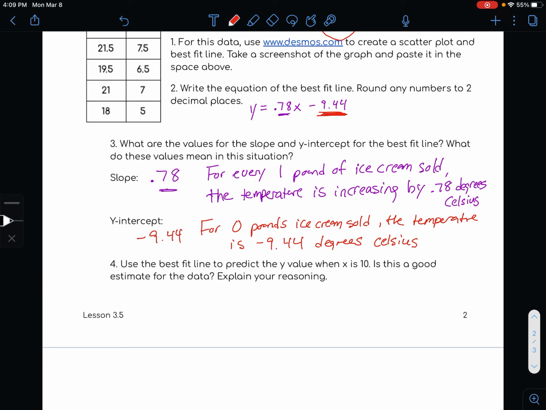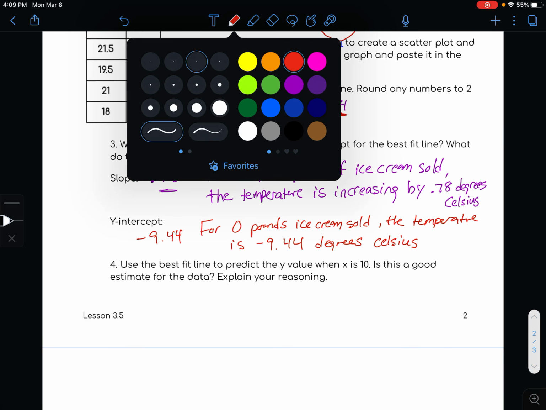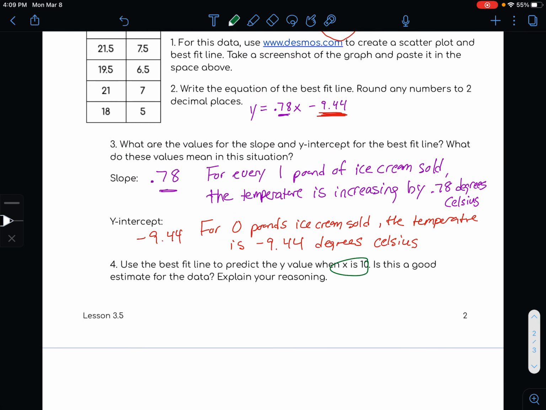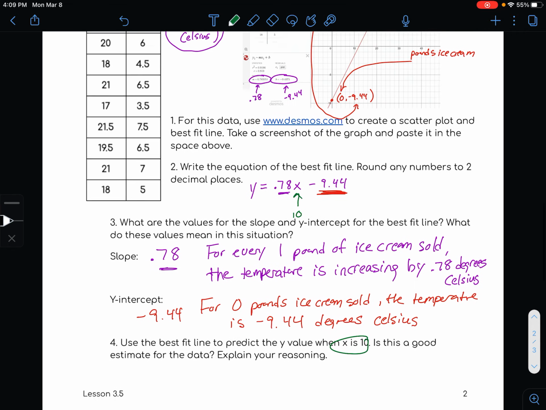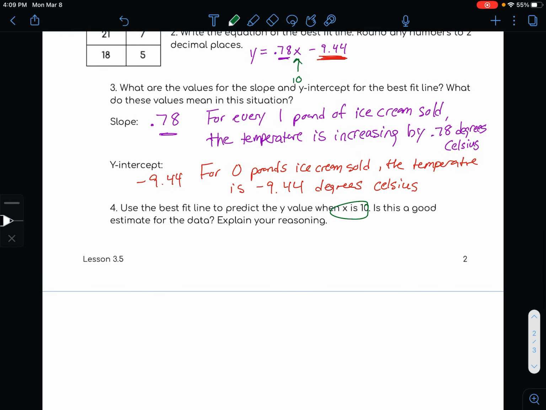All right. Number 4, use the best fit line to predict the y value when x is 10. Is this a good estimate for the data? All right, so what that means is we're going to put 10 in for the x value in our equation and then see what the y value is. We're going to predict what the temperature would be for 10 pounds of ice cream, I guess, is what we were really looking at here.